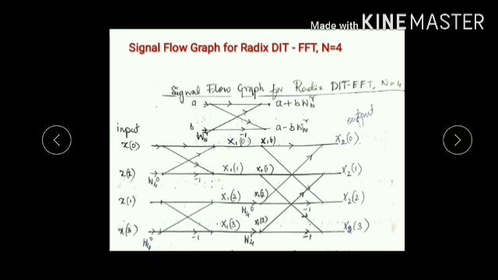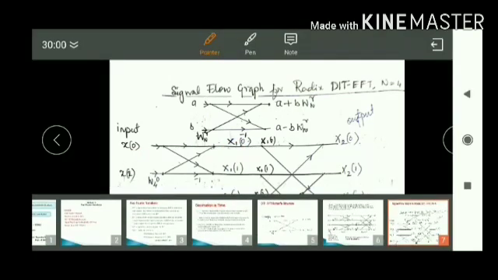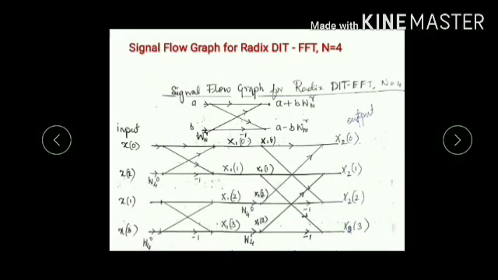Now you can see here, this is my butterfly structure. This is A plus B into WNR, A minus B into WNR. So this is my first x. This is my first stage, you can say, right? So this is my input, x of 0. Its output, DFT of x of n, is what? Capital X of k. Therefore x of 0, what is its input? x1 of 0. Similarly, x of 2, its input is x1 of 1.